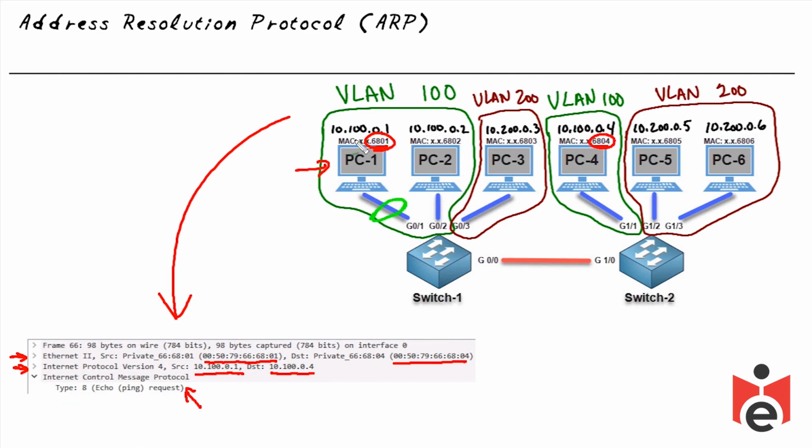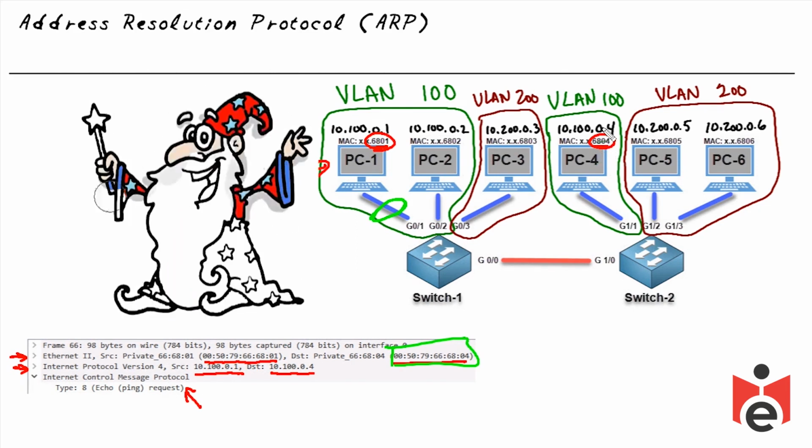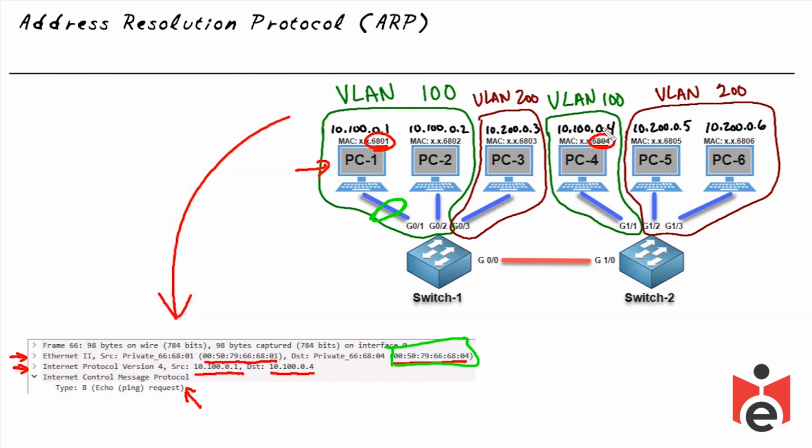So here's my question for you. If PC1 crafted this ICMP echo request, which it did, how did PC1 know what the layer 2 address was of PC4 on that same network? And two ideas come to mind. Number one, it's just magic, that's the way it works. Or number two, it's using some type of a protocol, a set of rules that allows it to discover and learn what the layer 2 address is of PC4. And the latter of those two is true.